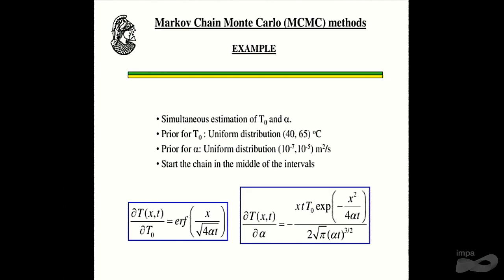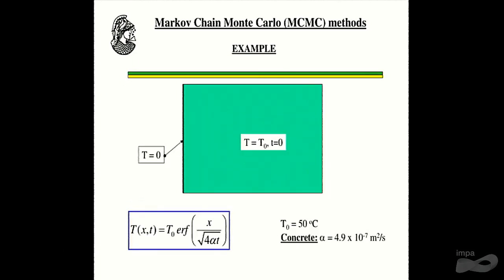Okay, and since the sensitivity coefficients are linearly independent, I'm using priors given in terms of uniform distributions for both T0 and alpha. So for T0, I'm assuming that the uniform distribution is in this interval here between 40 and 65 degrees centigrade. And we have a uniform prior for alpha given by a uniform distribution between 10 to the minus 7 and 10 to the minus 5 meters squared per second.